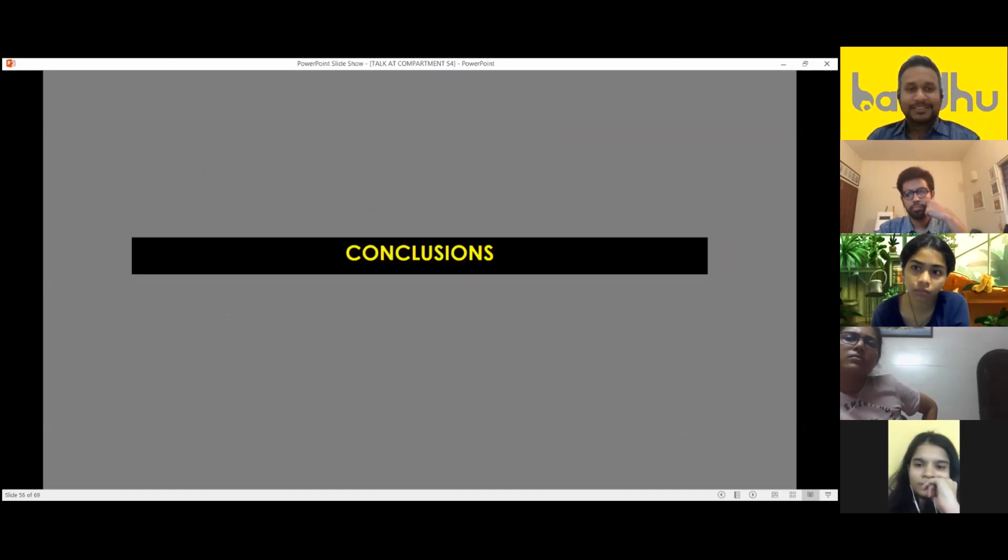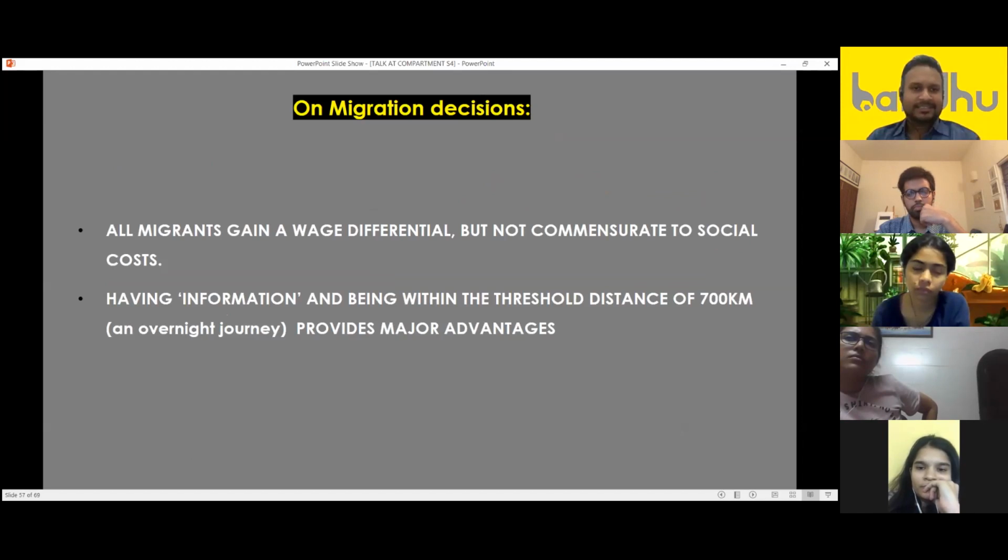And this is kind of what we're trying to get into. So this is where we're saying, well, yes, all migrants are smart. They are making a decision where they are making money, but it is not commensurate with the social cost. They could have done better.